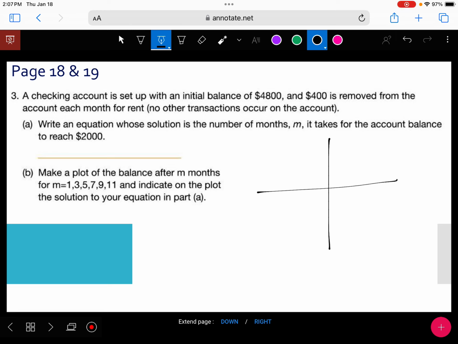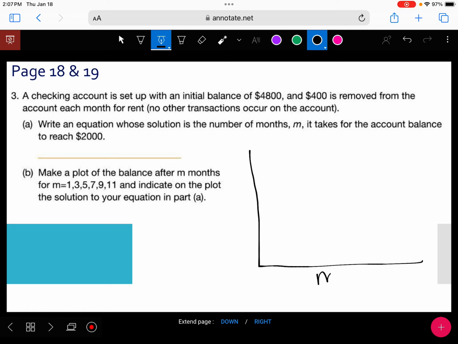Do I need to have the whole graph like this when we're dealing with money and time? No. Because it's only going to be positive values. So you do not need to take up the whole page with the whole coordinate grid when we're not going to be working in negatives. Because we have time, which is going to be our months, and we definitely cannot have negative months. Negative months is time travel, and that's not a thing.